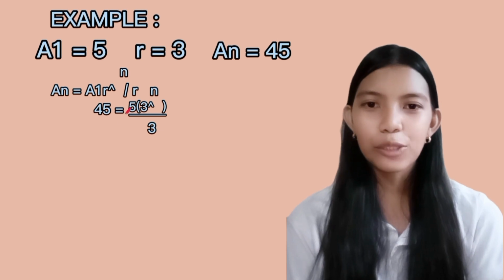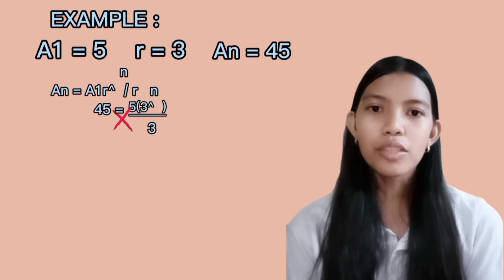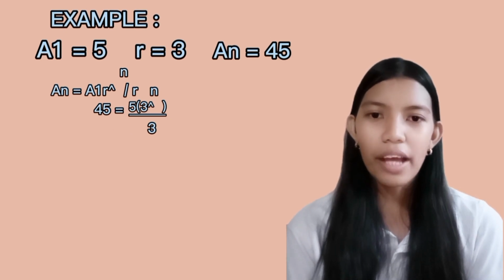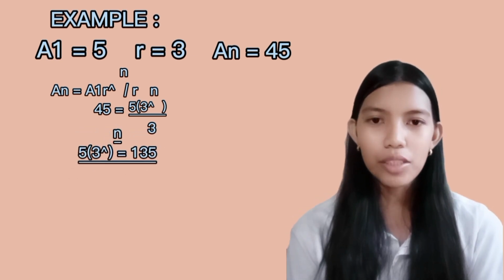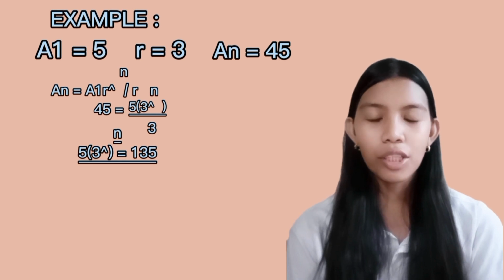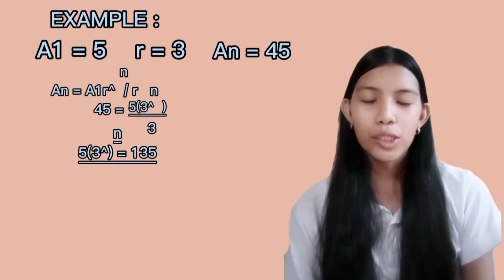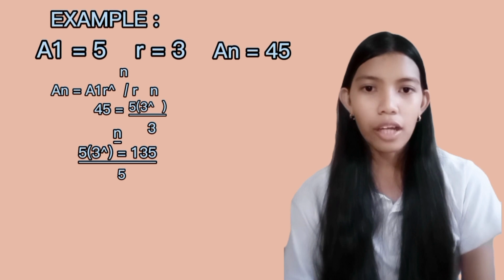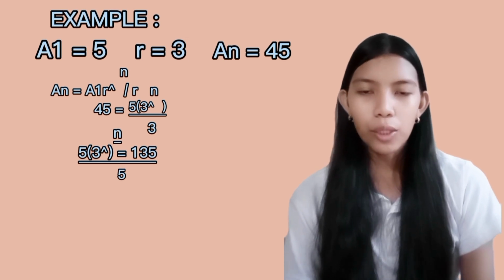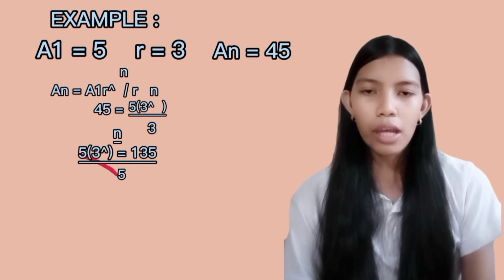We will now proceed to the cross multiplication, which is 45 times 3 and 5 times 3 raised to n times 1. We will now have a new equation which is 5 times 3 raised to n is equals to 135. In our new equation, we need to remove the 5, so we need to cancel it out by dividing it. 5 times 3 raised to n is equals to 135 divided by 5. So 5 is cancelled out, and 135 divided by 5 is 27.